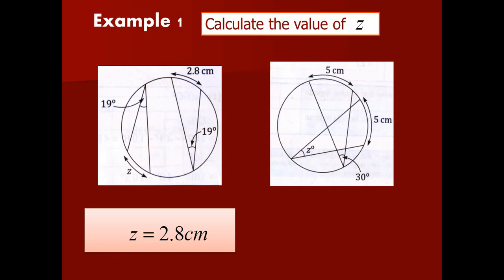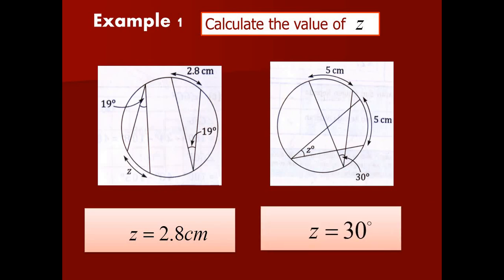Alright. The next one, given to you the length of both arcs are equal, they are equal to 5 centimeters. We're going to find out the value of z. So you'll have z equals to 30 degrees.